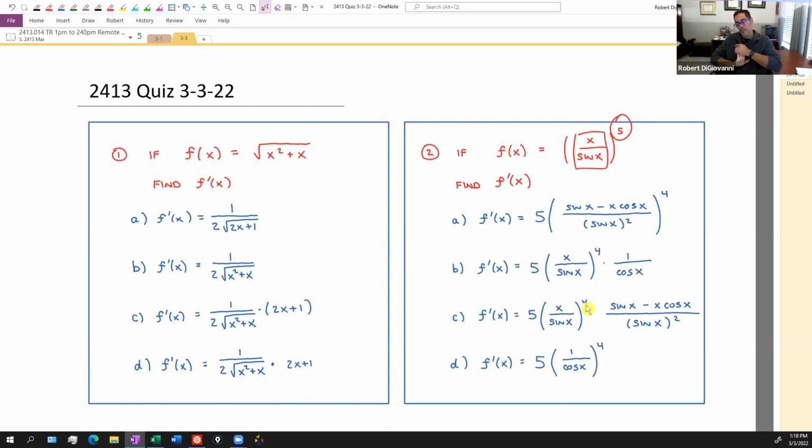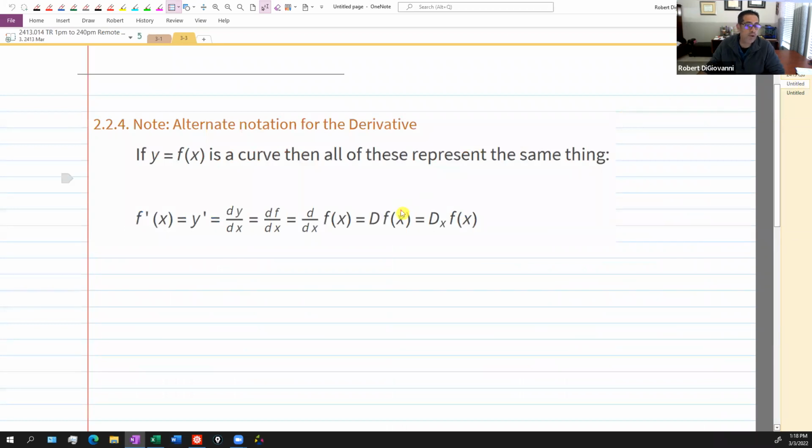Okay. I want to go back and bring up something from 2.2. This is chapter 2, section 2. This was the fourth note that we covered, when I was talking about y as a function of x, and we want to say, hey, I want you to take the derivative. There were all these different notations, right? F prime of x is one way you could say, hey, I need the derivative. You could just write y prime.